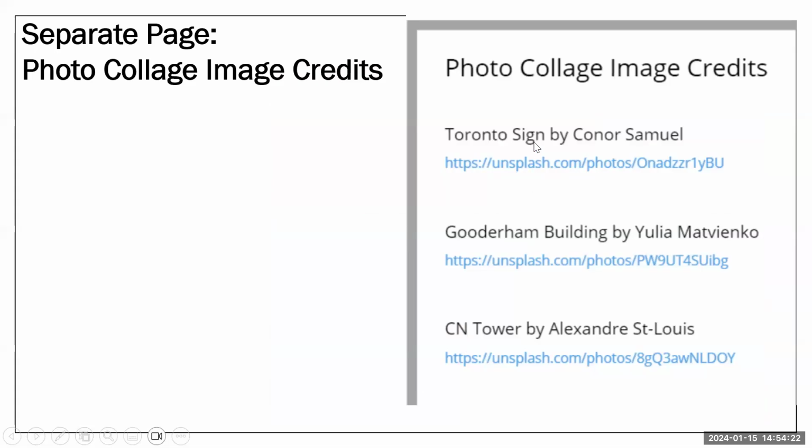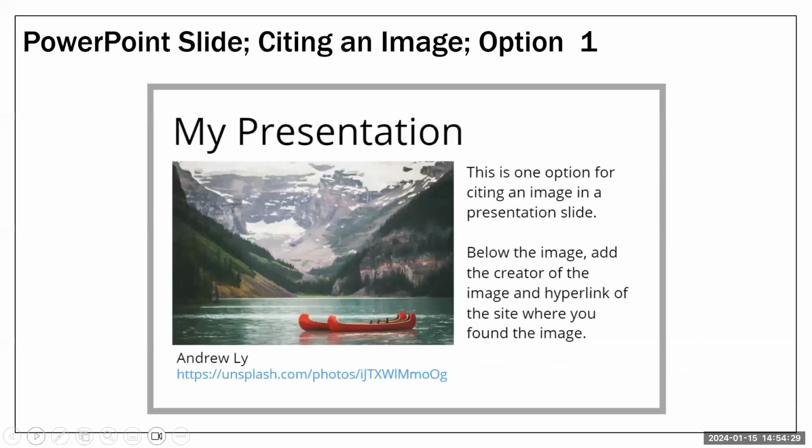So you'd put a description of what it is, who it's by, and the URL. This is an example of a PowerPoint presentation. Option 1 that we suggest is to have the photograph, and then immediately underneath it, you have the artist or photographer and the URL where it came from. So that's one way of doing it.